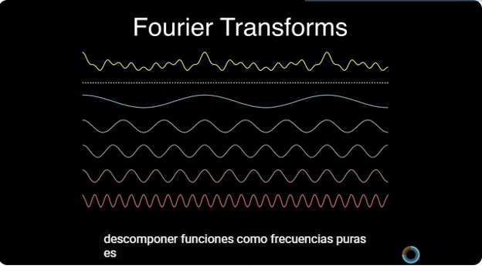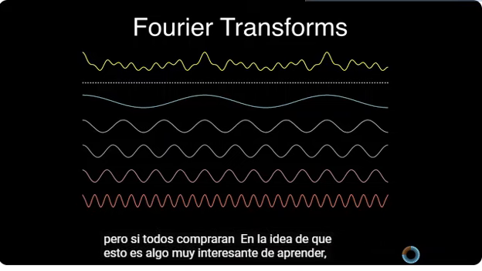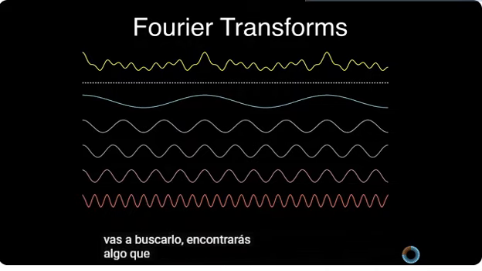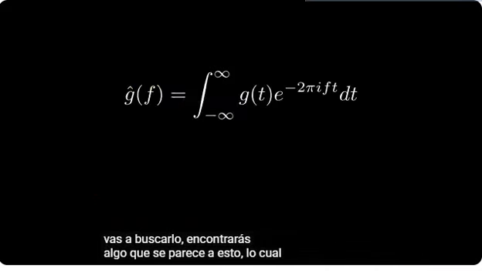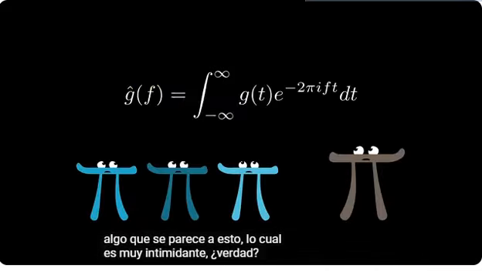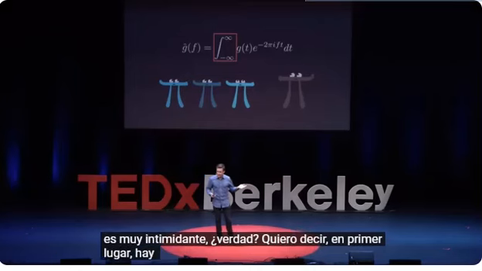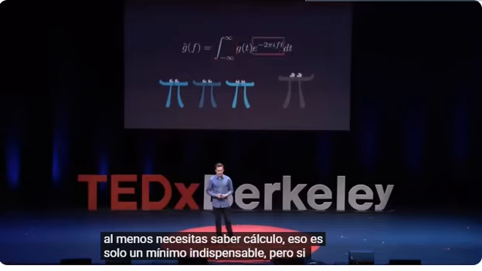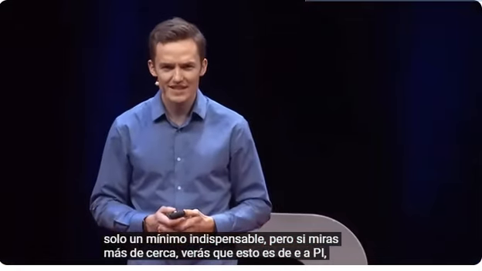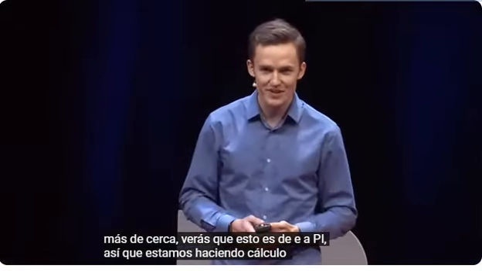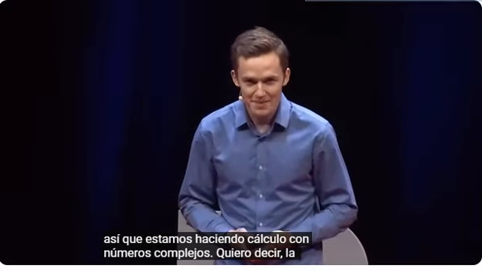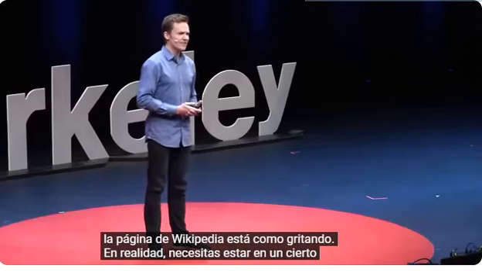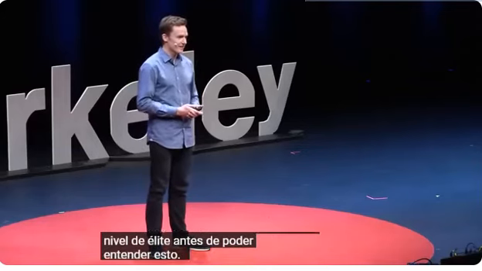But if you are bought into the idea that this is a very neat thing to learn, it's a wonderful, beautiful piece of math, and you go to look it up, what you would find is something that looks like this, which is very intimidating, right? I mean, first of all, there's an integral there, so you at least need to know calculus. That's just a bare minimum. But if you look closer, you see this e to the pi i stuff, so we're doing calculus with complex numbers. I mean, the very first line of the Wikipedia page is sort of screaming at you, you need to be at a certain elite level before you're going to be able to understand this.